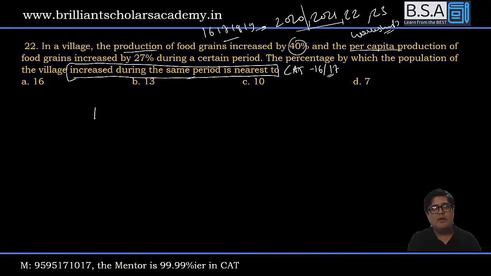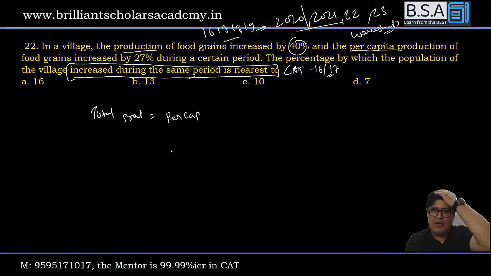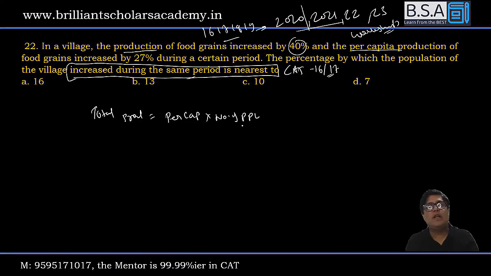Observe. Total production is equal to per capita, per head, per person, into number of people. ये तो होता है ना. और you say per capita is average. Average into number of people is equal to total.